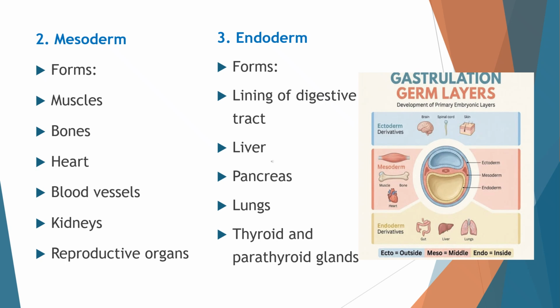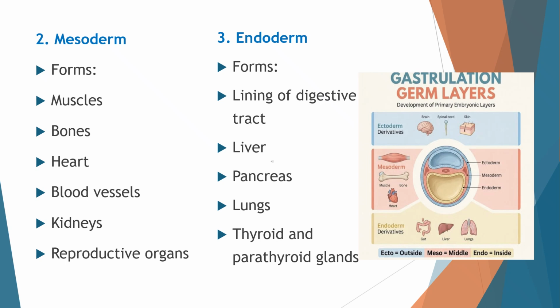It develops into the muscles, which help in body movement. It also forms the bones, which give shape and support to our body. The heart also develops from the mesoderm. In fact, the heart is one of the first organs to start functioning during embryonic development. The mesoderm also forms the blood vessels, which carry blood throughout the body. Another important organ formed from the mesoderm is the kidneys, which help remove waste products and maintain fluid balance.